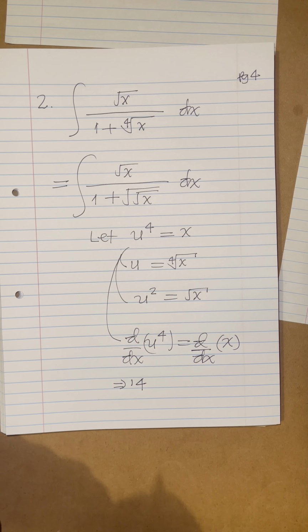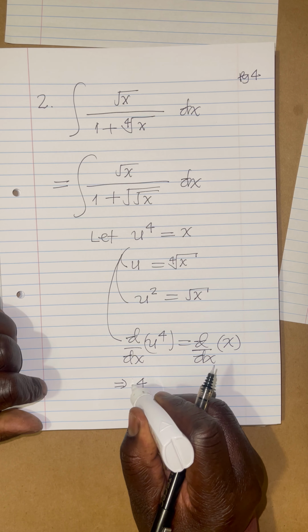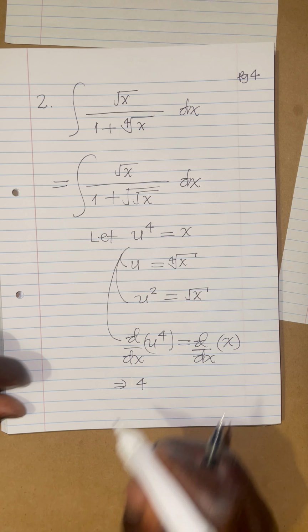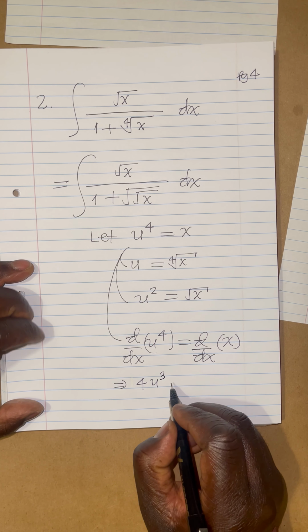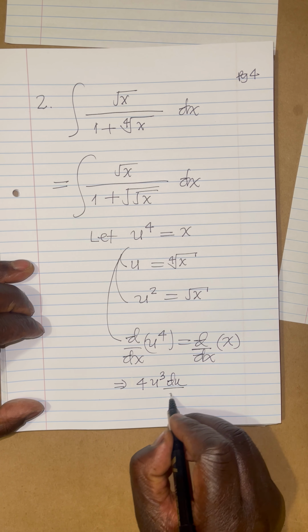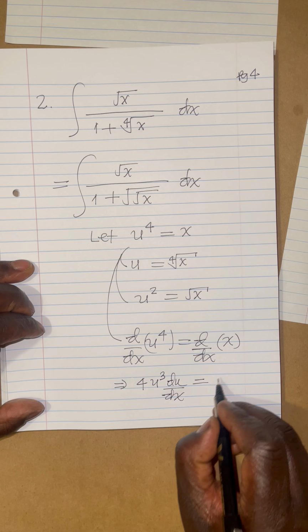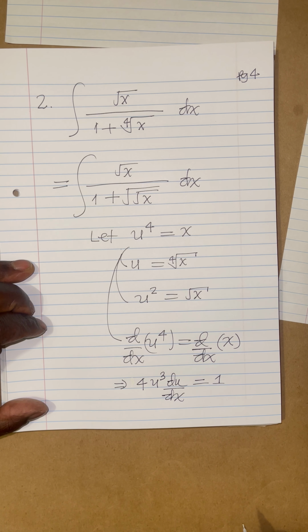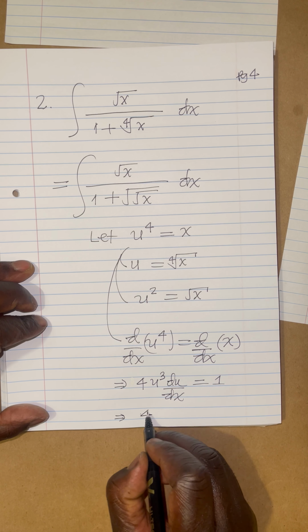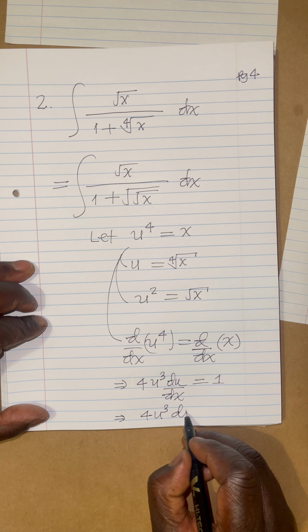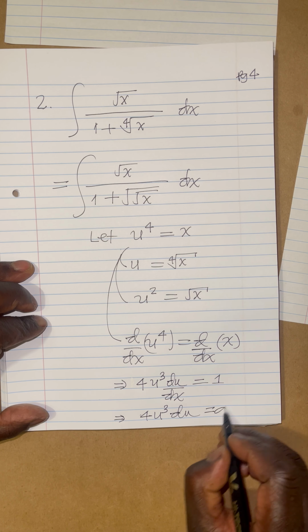It's 4u to the power 3. Remember, applying power rule: 4u to the power 3, and then we have du/dx. What do we have on the right hand side? 1. Multiply both sides by dx. What do you get? You're going to get 4u cubed du equal to dx. 3 equations there. So that means this part is taken care of, that part is taken care of, and that part is taken care of also.